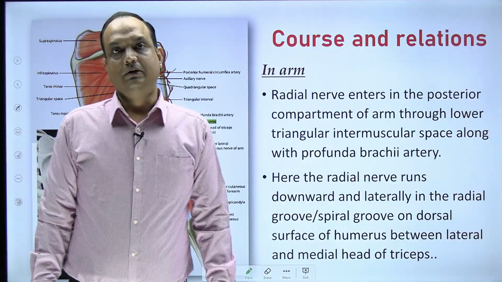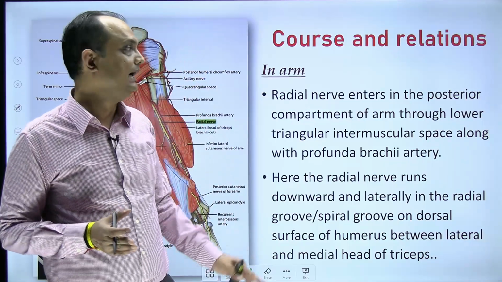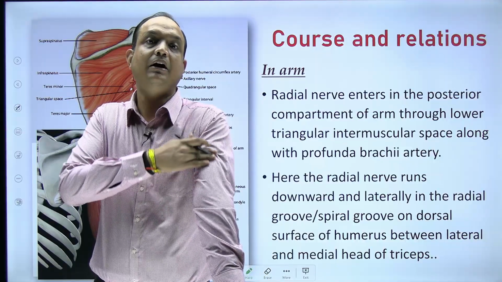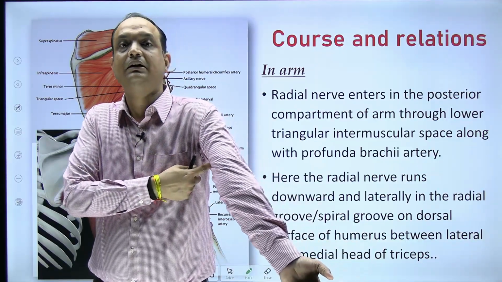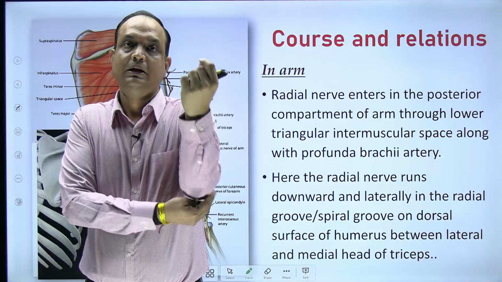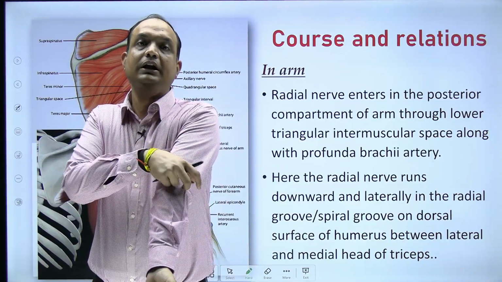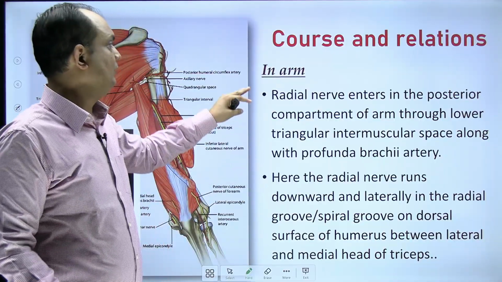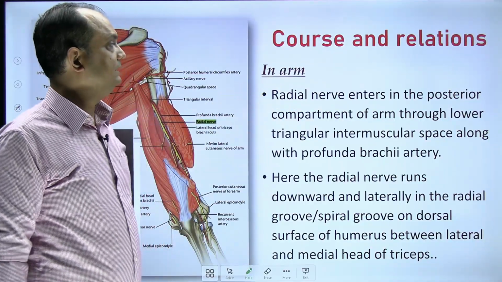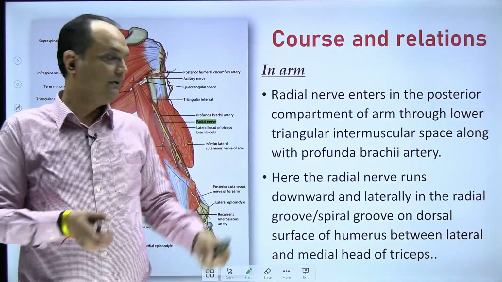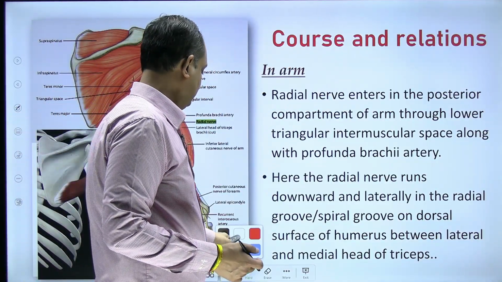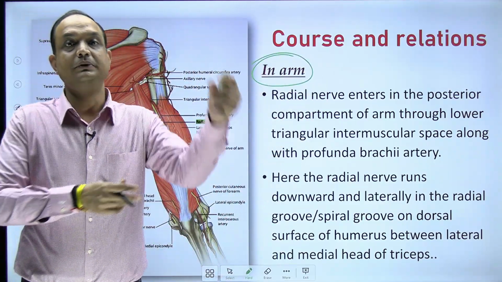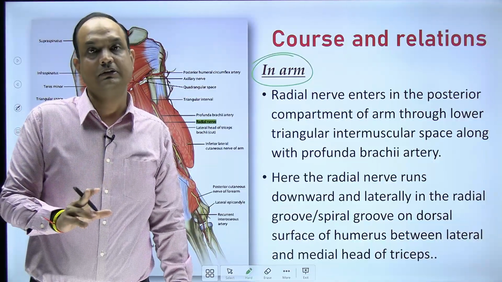Now, what is the course in the arm? You have to understand that this nerve does not have a relation in the anterior arm, because as soon as it arises in the axilla, it goes behind the arm. It is visible in the anterior arm only in the lower part near the cubital fossa, which we will see in the coming slides. So, what will happen in the arm? The radial nerve enters the posterior compartment. Whenever somebody asks you the relation of the radial nerve in the arm, the major relation in the arm is always on the dorsal or posterior side of the arm.